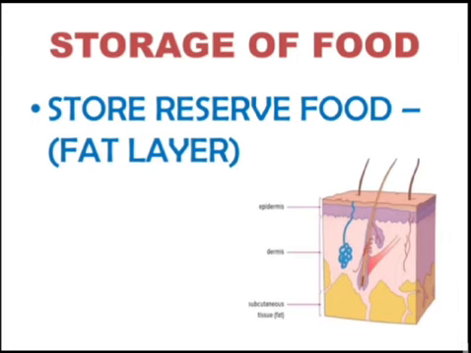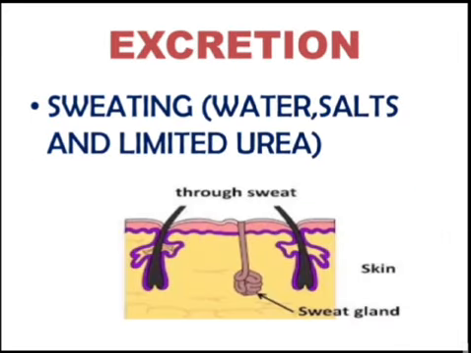Next function is the excretion. Excretion means removing of the waste part, right? So the skin is also acting as an excretory organ by excreting water, salt and a limited amount of urea through the sweat. So skin also has an important function for excretion.